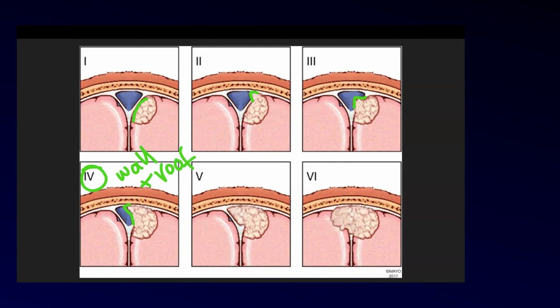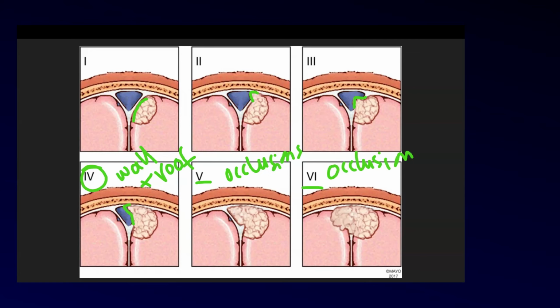For type 5, we have walls and the roofs and complete occlusion. 5 and 6 both are occlusions of the sinus. So now we are not talking about walls, we are talking about the level of occlusion. Type 5 is also occlusion, type 6 is also occlusion. The only difference is one free wall.